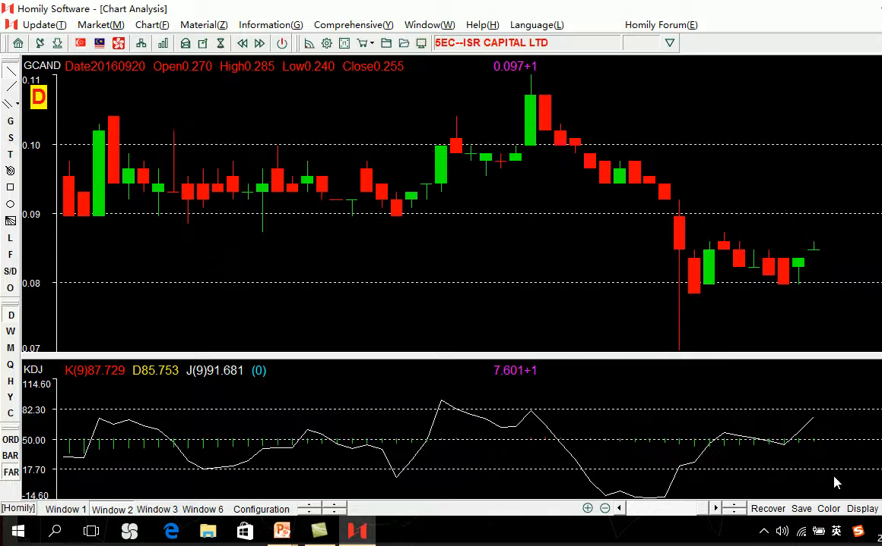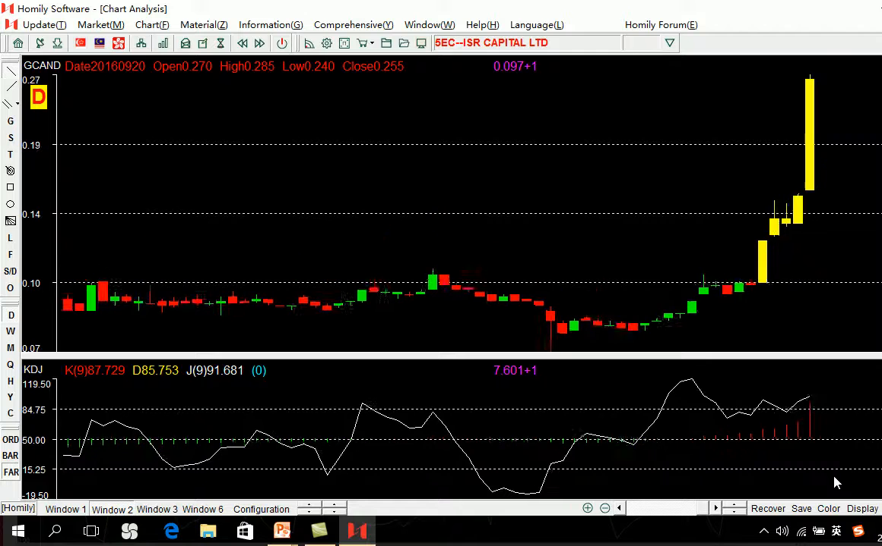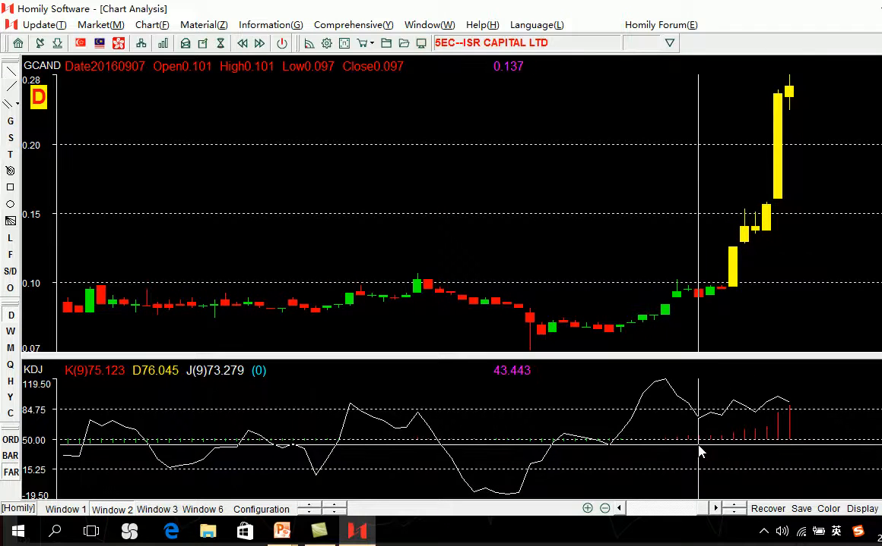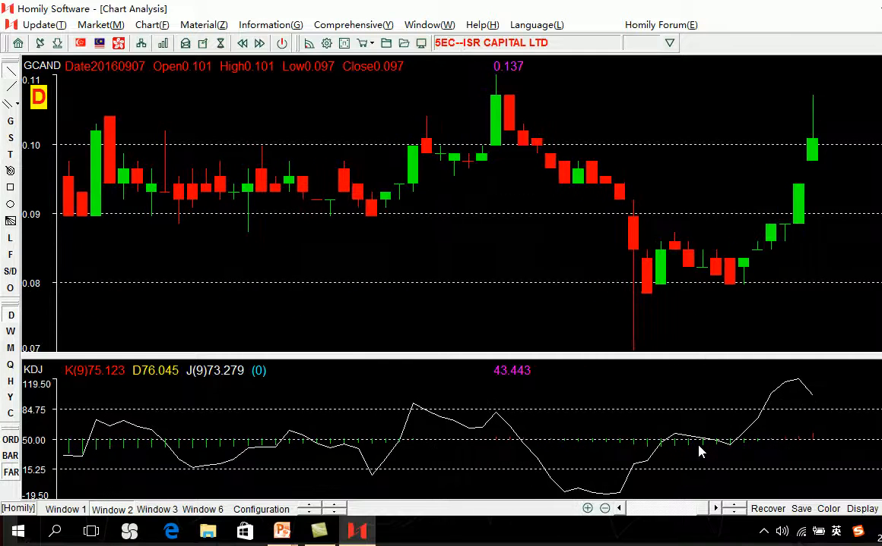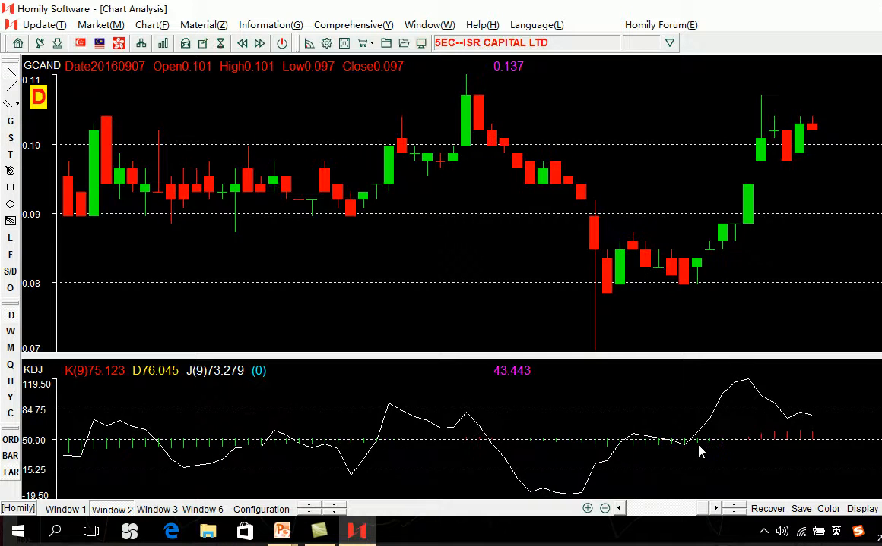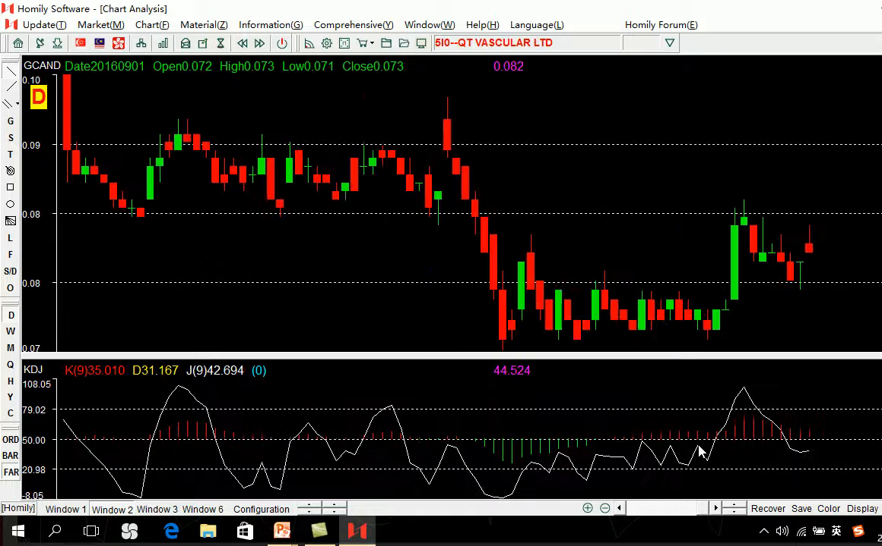Where is the good buy price? Okay, then we can see here. The MACD is a red column, right? Then if you see the KDJ go up again, maybe you can buy, okay? If not, here can buy or not, go up again. So you also can buy, you can earn some good profit. Then we can see the next one.